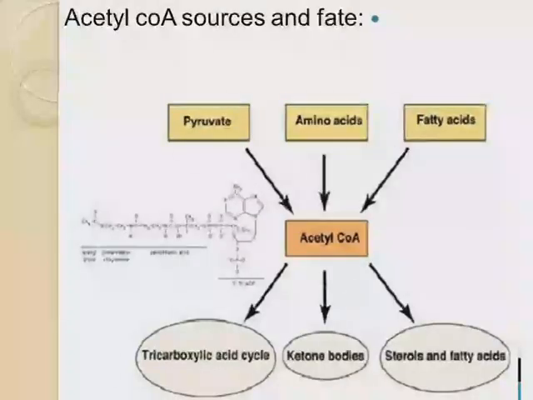Now, the sources of acetyl-CoA. Acetyl-CoA can come from pyruvate, from amino acids, and from fatty acids. All these can give acetyl-CoA. Acetyl-CoA can either form sterol and fatty acid, or be converted to ketone bodies, or enter the tricarboxylic acid cycle. إذن من وين بنحصل على الأسيتايل CoA either from pyruvate or from amino acid metabolism or from fatty acid oxidation.